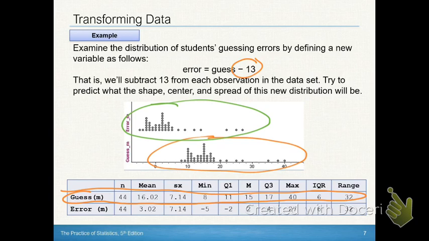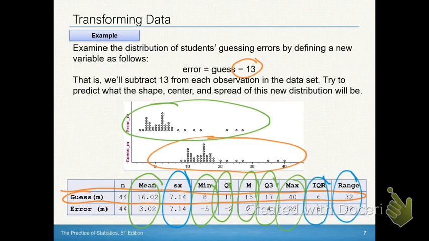And if you look at each of these summary statistics, you can see the mean also went down by 13. The minimum, the lower quartile, the median, the upper quartile, the maximum, those all went down by 13. Those were all measures of location, whereas standard deviation, IQR, and range, those are all measures of spread, and they've all stayed the same.